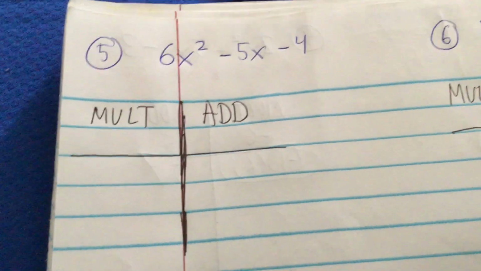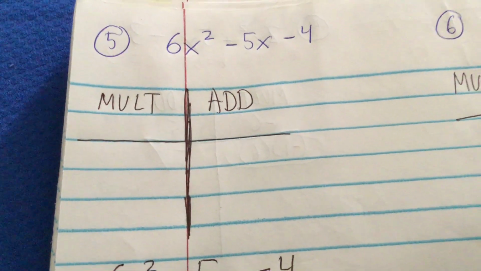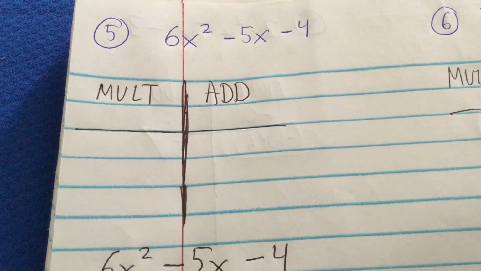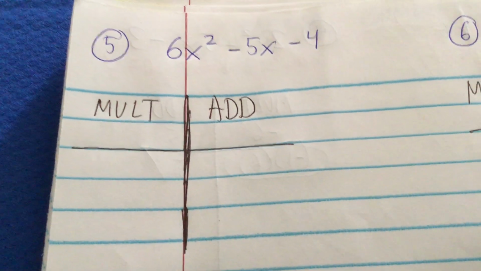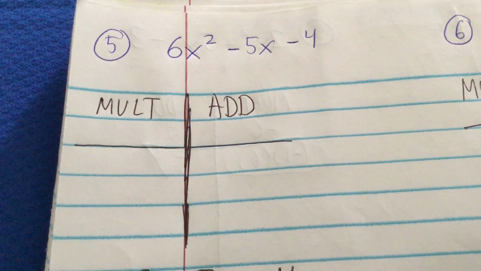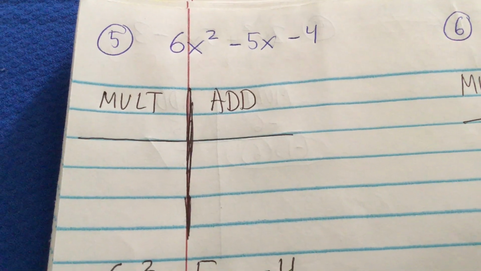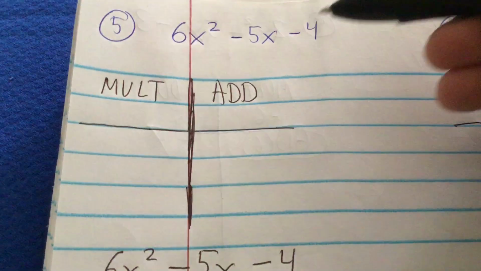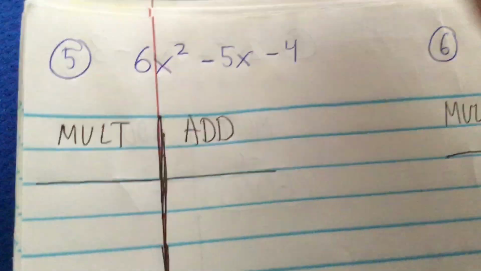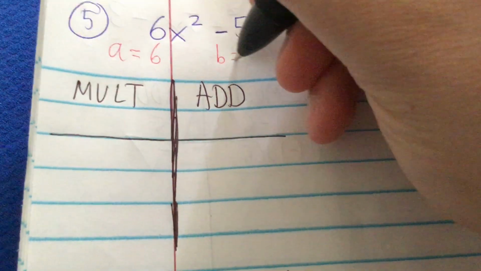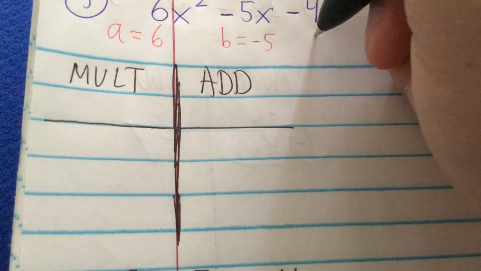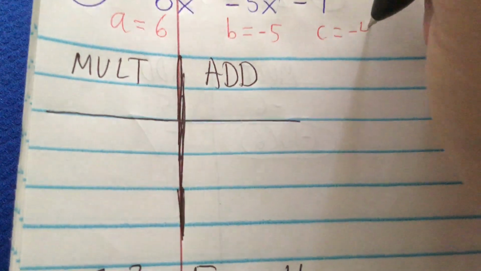All right, so let's do 6x squared minus 5x minus 4 together, and then I'll have you guys do the rest of the problems independently by pausing the screen. So let's take a look at number 5. Well, spoiler alert, I can't factor anything out of 6, 5, and 4 and get whole numbers for all three of these. So I'm going to play the ABC game, where A is equal to 6, B is equal to -5, and C is equal to -4.